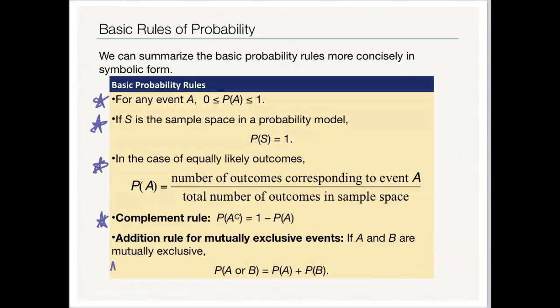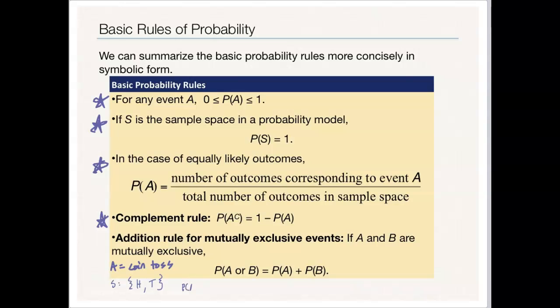Let's call A a coin toss, then our sample space S is just heads, tails. We just discussed that those are two mutually exclusive outcomes. They cannot occur at the same time.